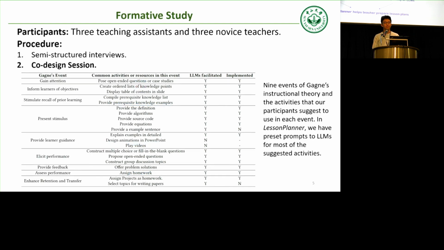We adopted a formative study to design and develop Lesson Planner, working with 6 teachers and teaching assistants. The first column is the Gagne's 9 events, such as gain attention, inform learners of objectives, and the second column is the activities participants mentioned in the co-design session. After considering how LLM can facilitate it and generalization of these activities, we implemented some of them into our system. For example, we implement post open-ended question or case studies in our system in the event gain attention.